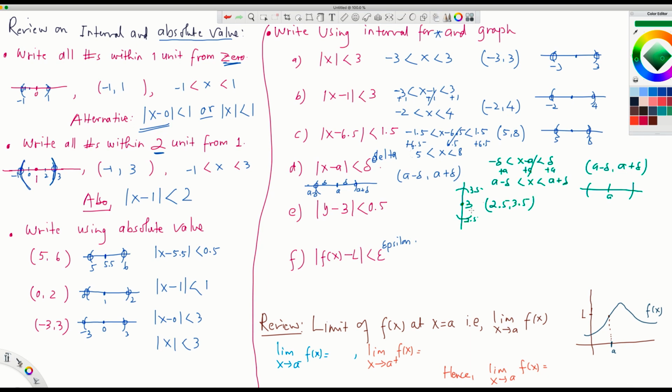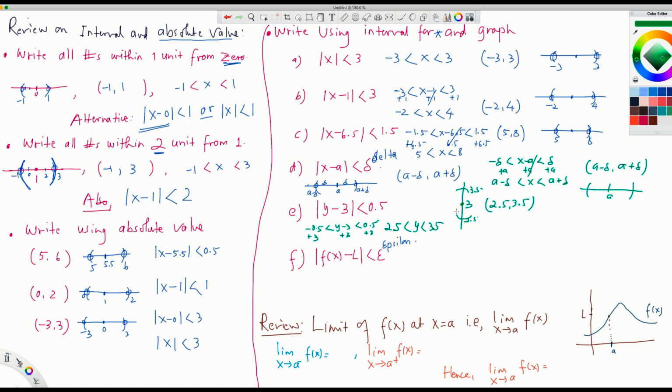You see that? And another way is you can do the math. You can do exactly the same way, because how do you write it: negative 0.5 is less than y minus 3 is less than 0.5, and then you add 3 on all sides, plus 3. If you do that, on the left side you will get 2.5, right? 2.5 is less than y is less than 3.5. And then this is the graph, right? So this is the interval notation, this is the graph.